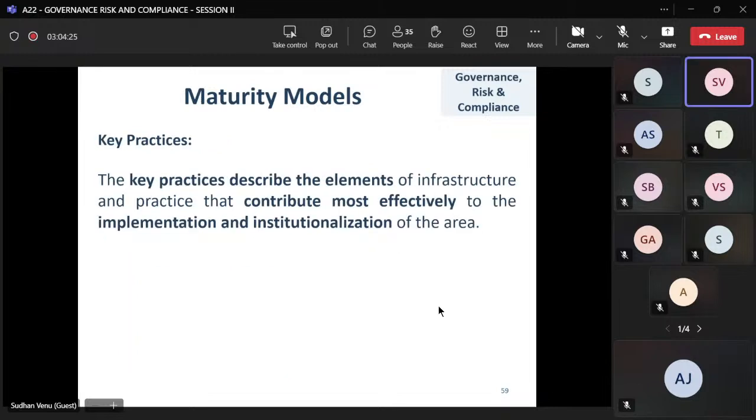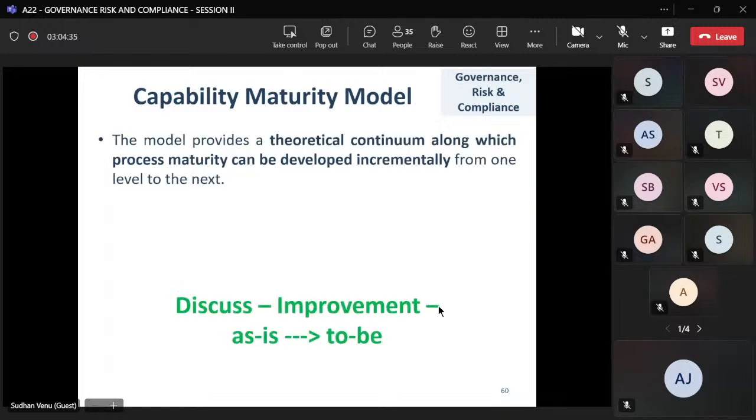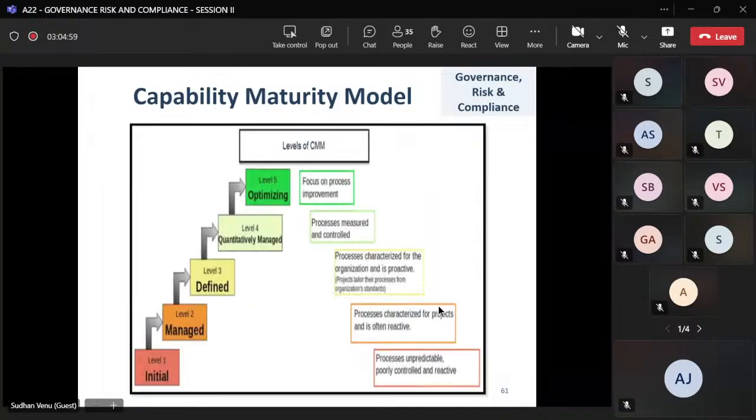And the key practices for those things are the elements of infrastructure that contribute most effectively to the implementation and institutionalization of the area. And the last one is the capability maturity model. This is a maturity model showing how to improve the process, theoretically continuing along with the process, which can be developed incrementally from one level to the next level. That will be the improvement asset. And this is the CMMI level.